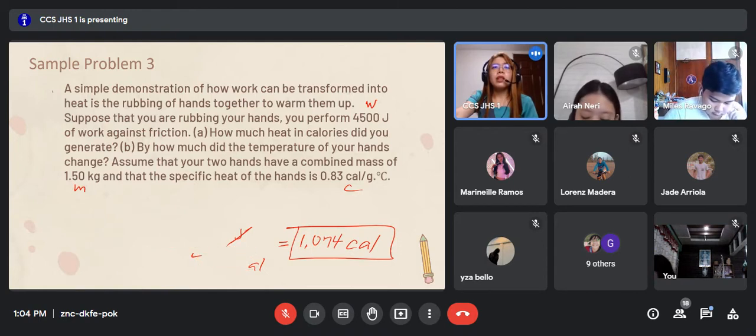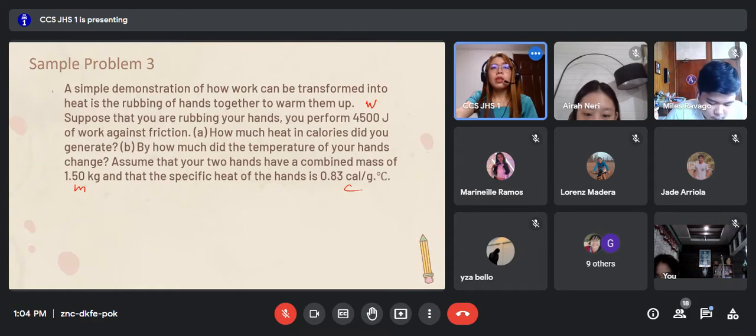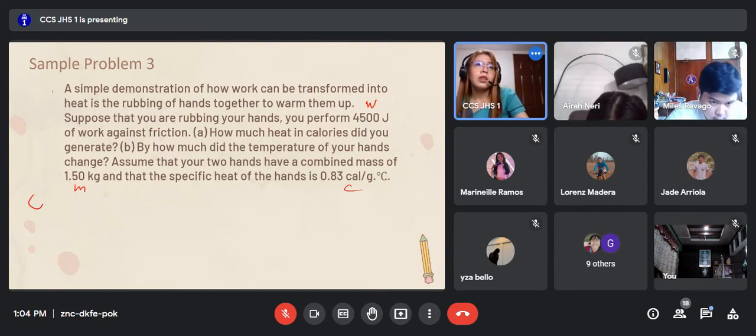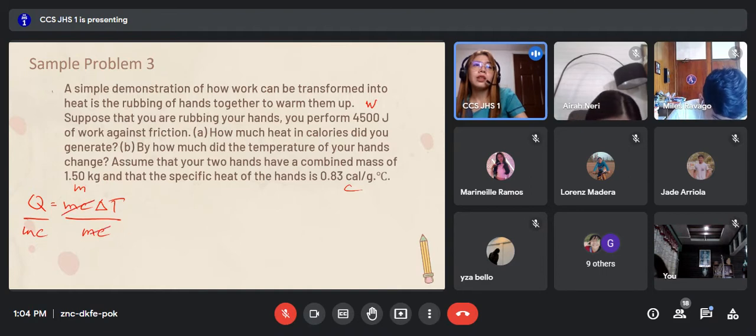For letter B, you will solve for change in temperature. So that is delta T. So you just rearrange the equation of Q is equal to MC delta T. Just divide both sides by MC para delta T na lang mabilin. Okay? Cancel, cancel. So use this equation. Delta T is equal to Q divided by MC.